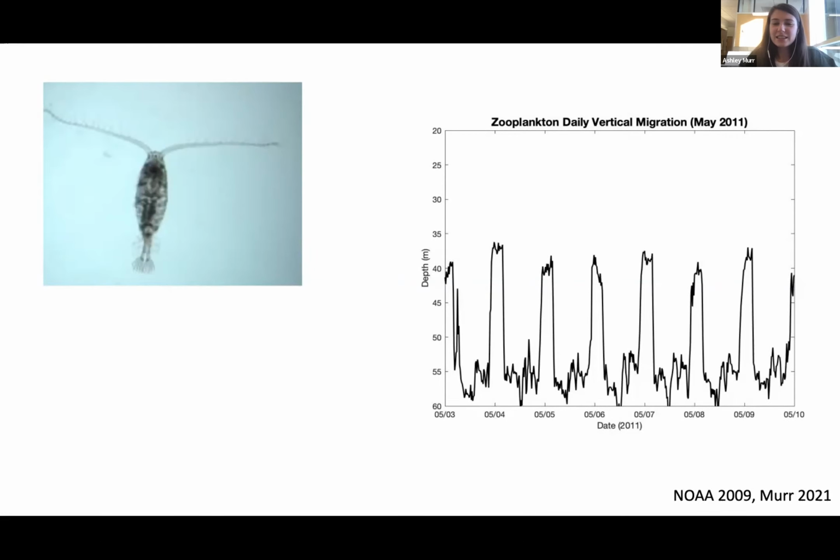This is the depth of where most zooplankton are, so where the strongest scattering signal is in the lake. That's what that plot is. And you can see how it changes over the course of a week.